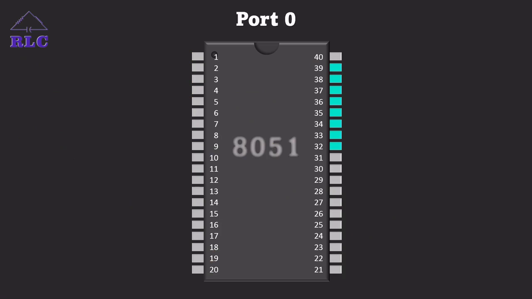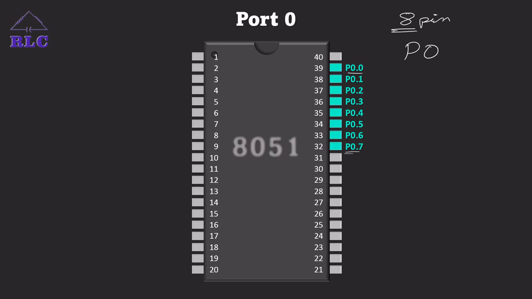Now we'll go through each port separately. We are going with port 0 first. This port 0 has 8 pins, and it can be represented as P0. For each and every pin, we give a name, because port 0 has 8 pins: P0.0, P0.1, 2, 3, until 7. That means from 0 to 7.